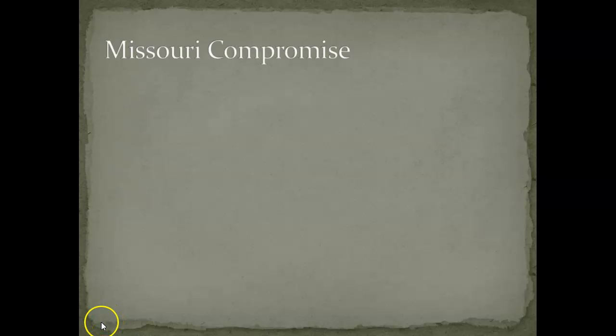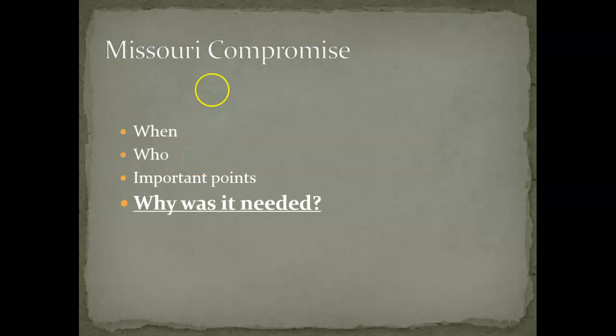We pick up with the Missouri Compromise here in 10.3. We are going to get to the discussion of the various treaties, but the Missouri Compromise is not really a treaty because it's not with another country. It's about our own country. And so with the Missouri Compromise, we're going to cover these points here. Basically, when is it, who's involved, and the important points of it.